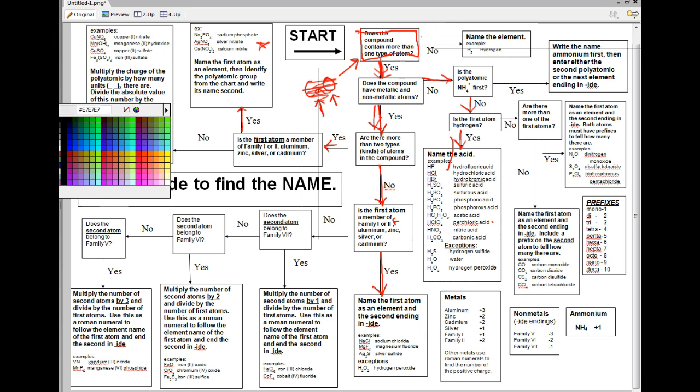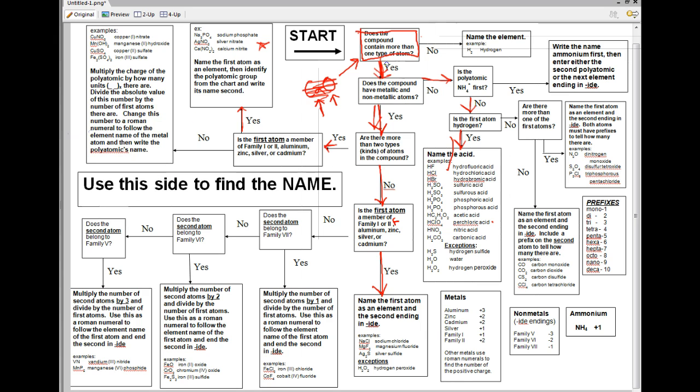Goodness gracious. Give this a shot. Hold on. Alright, let's give this a shot again. Alright, so CuC2H3O2, that is definitely more than one kind of atom. Oh, gracious. Hold on. This is completely out of control. Oh, I love technology. That's what I get for trying to overachieve.